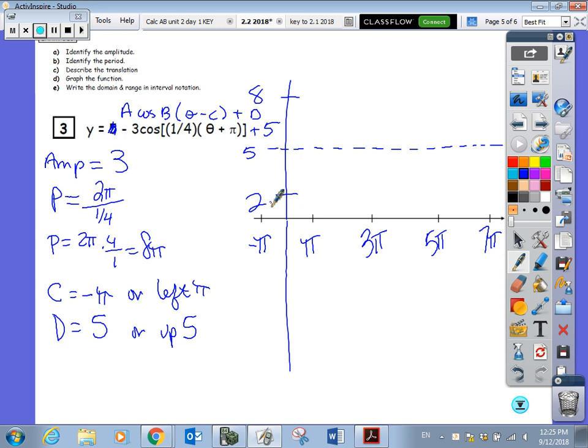So cosine. Y equals cosine theta. Again, looking at our parent function, that's our parent function of y equals cosine theta. This is negative. So cosine starts high, but if it's negative, it starts low. So at negative pi, we're going to start low at 2. Then our only choice is to go middle, then high, middle, low. So it looks just like this, but it's just flipped upside down.